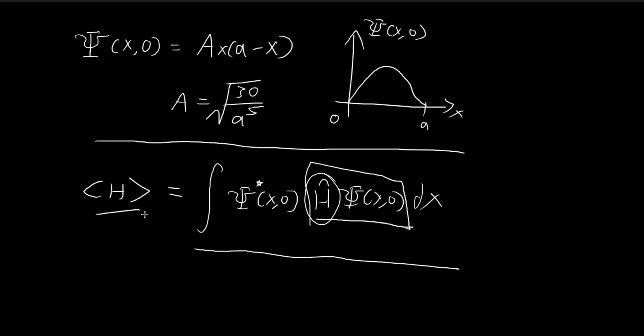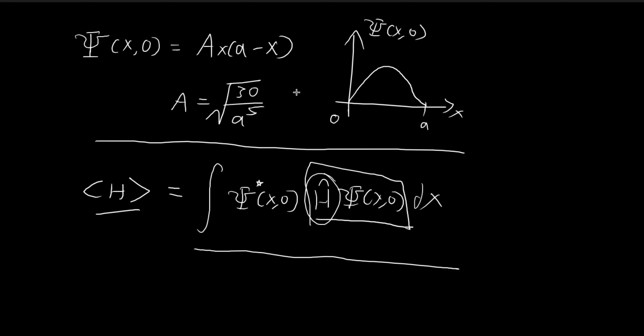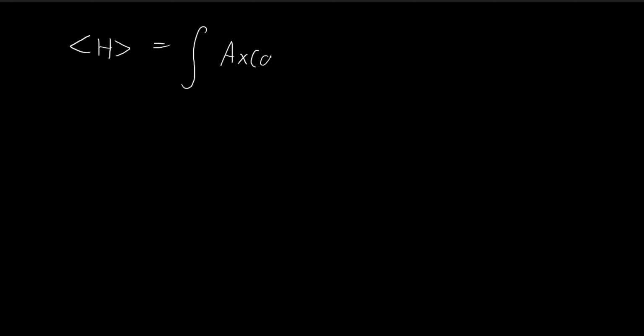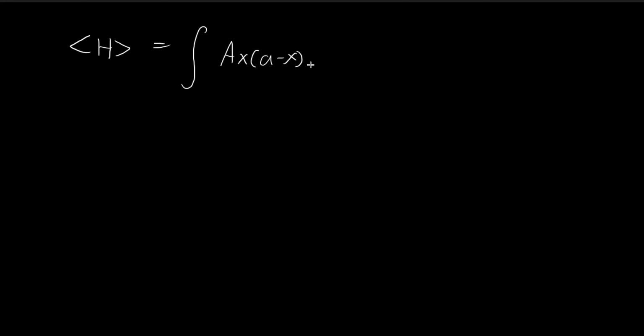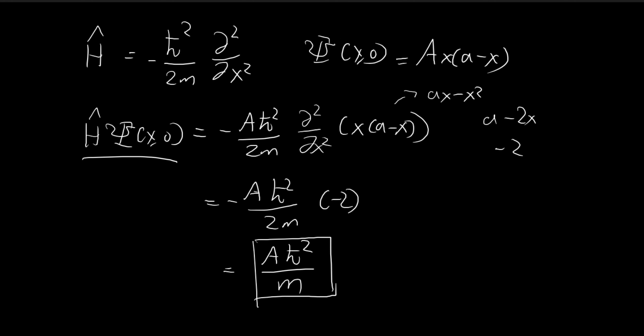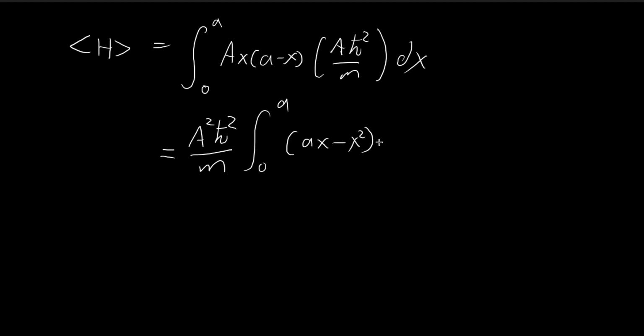Now we are ready to evaluate this integral, because we can directly substitute what we have already. The conjugate of the initial wave function, there are no imaginary components, so it's just A times x times a minus x. And then we've already found what this should be, A times the reduced Planck constant squared divided by m, and then dx. This goes from 0 to a. Immediately we can pull out the constants first. So we're left with this rather simple integral. It shouldn't be too hard to evaluate.